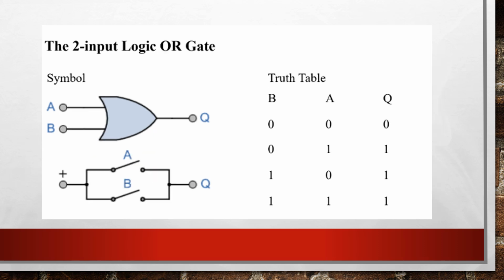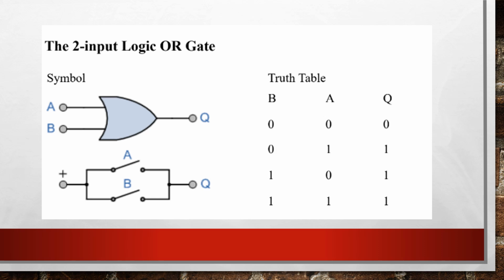The next basic gate is the two input logic OR gate, with inputs A and B. This carries out the operation of addition. A plus B will be the output Q. Here the switches are in parallel form, so any one input can be carried to the output irrespective of the other input.